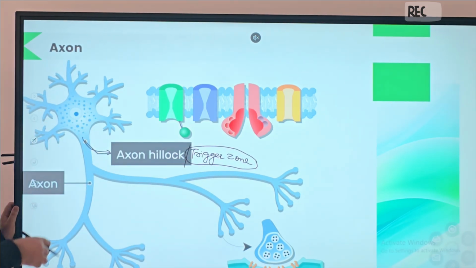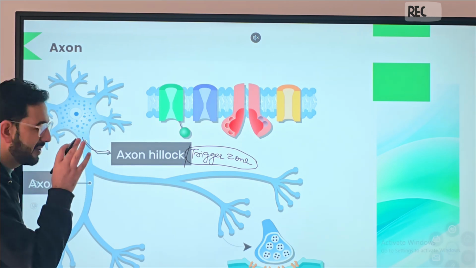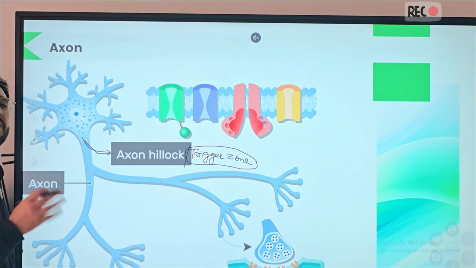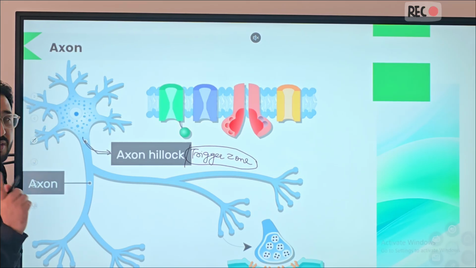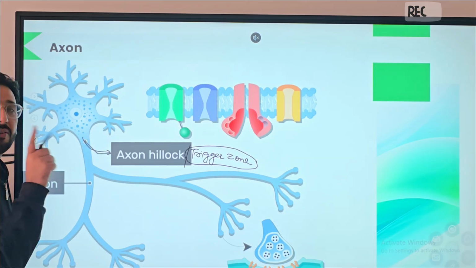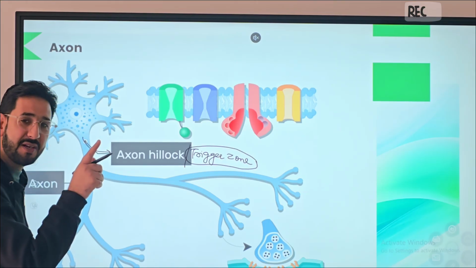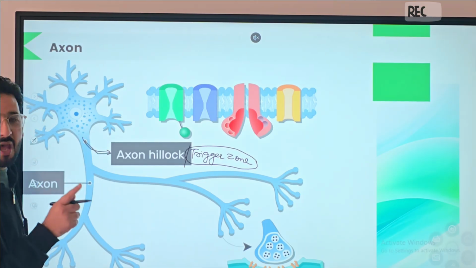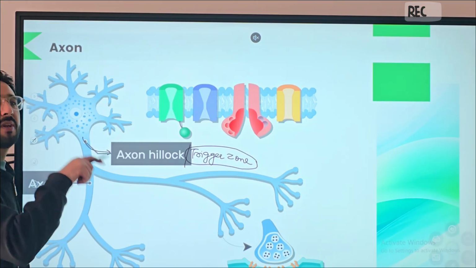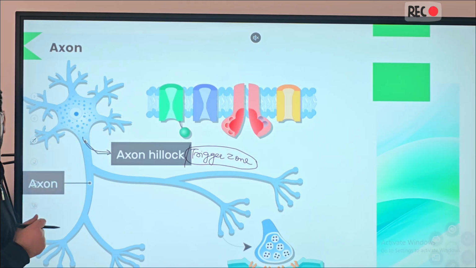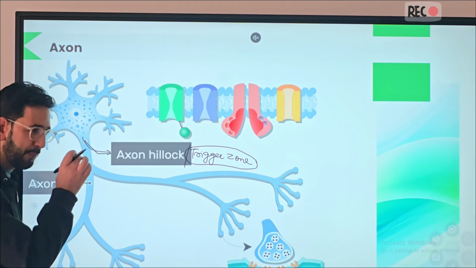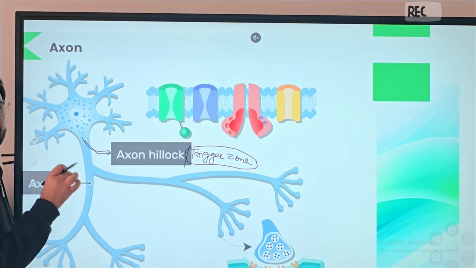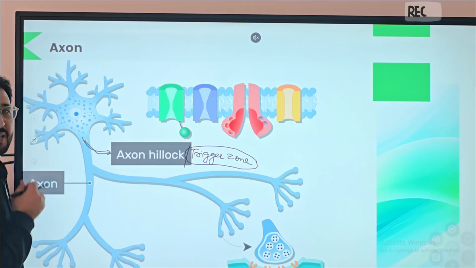It is called the trigger zone because this axon hillock is where the action potential is generated. That is very important because we have not generated the action potential yet. What we generated in the cell body and the dendrites was the graded potential. We only took the potential from resting membrane potential to the threshold potential. Now the action potential will be generated in the axon, and more importantly the axon hillock.